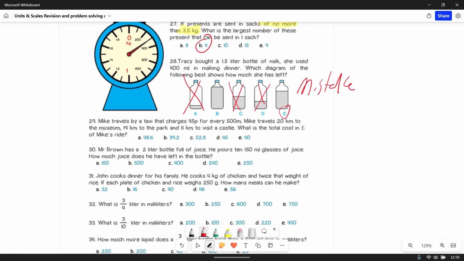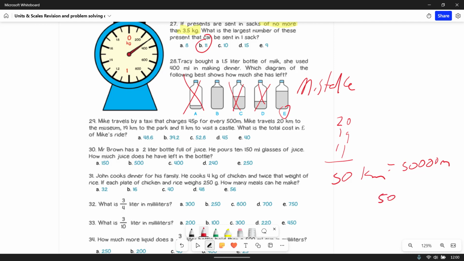Okay. Mike travels by taxi that charges 45p for 500 meters. Mike travels 20 kilometers and then 19 kilometers and then 11, and so we've got to work out how many kilometers it's done. So total 20, add 19, add 11, 50. So it's done 50 kilometers. And that's really 50,000 meters. And every 500, you have to pay 45.